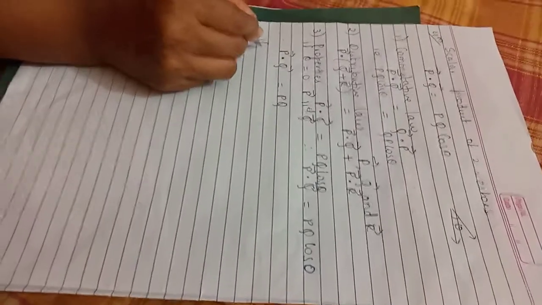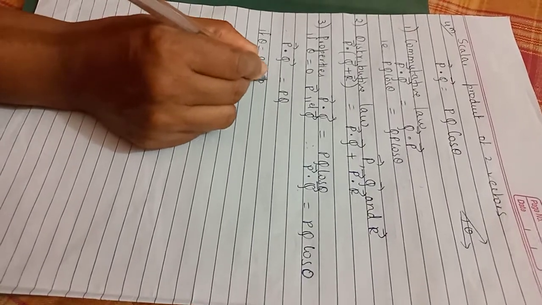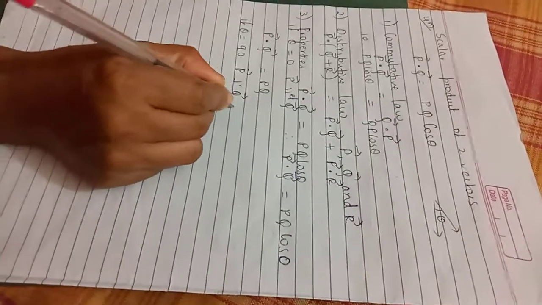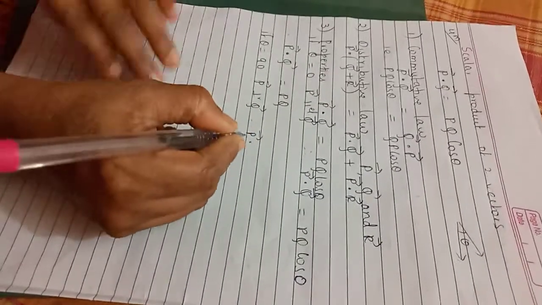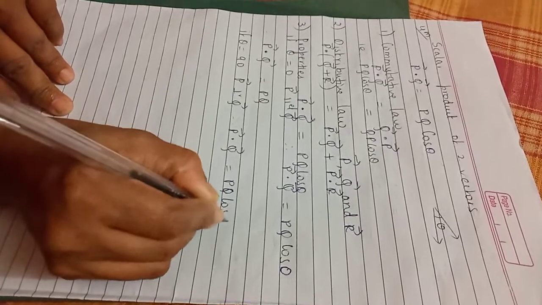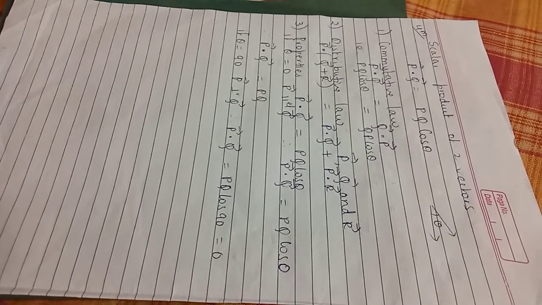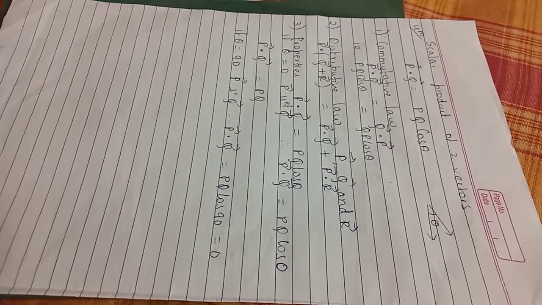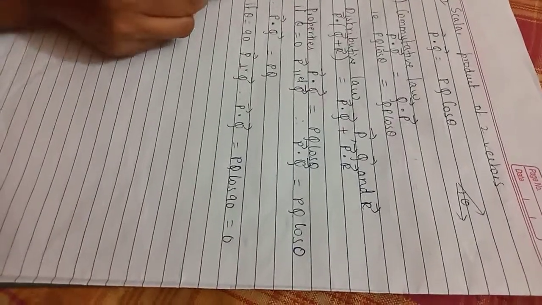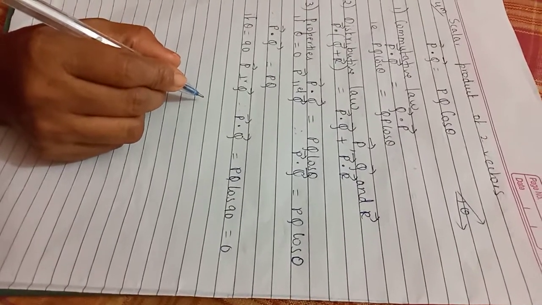Next, condition number 2. If theta is 90 degree, means the two vectors are perpendicular to each other, therefore, what is P dot Q? It is PQ cos 90. Cos 90 is 0. Means the scalar product of two perpendicular vectors is always 0. Are you okay here? That is the thing here.